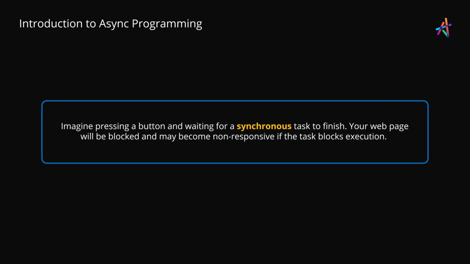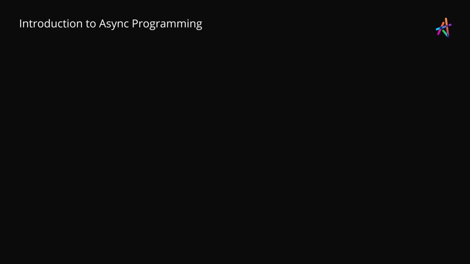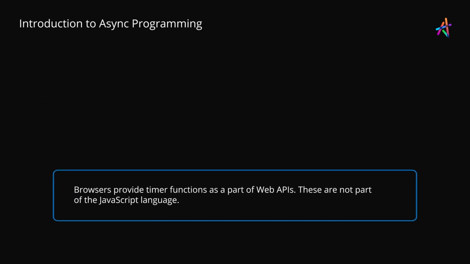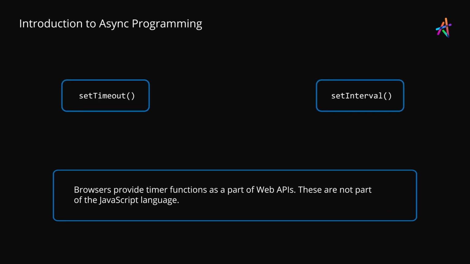To understand potential problems with this sequential system of execution, which we know as synchronous execution, imagine you press a button to perform some task and the web page blocks completely until the task finishes. That cannot be good. To solve such problems, browsers implemented mechanisms such as the setTimeout and setInterval timer functions, which we saw earlier in this course. These are part of a set of APIs known as web APIs, which are not part of the JavaScript engine but are provided by browser implementations.